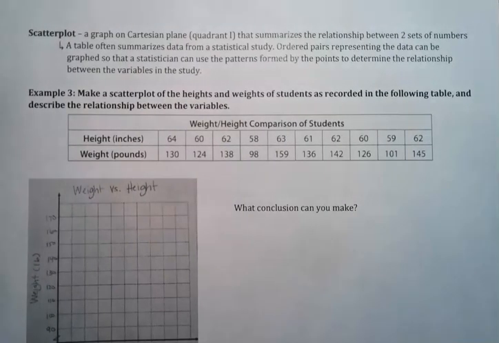Okay, so let's look at this scatter plot. That was our other thing we were going to do, is try to make some scatter plots. A scatter plot is a graph on the Cartesian plane, but it's only using quadrant 1. We're going to use it to summarize the relationship between two sets of numbers. A table often summarizes data from a statistical study. So we've got ordered pairs representing the data that can be graphed so that a statistician can use the patterns formed by the points to determine the relationship between the variables in the study.